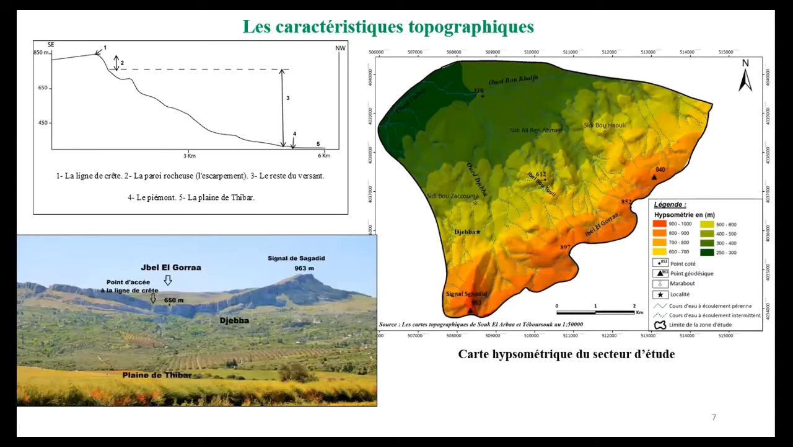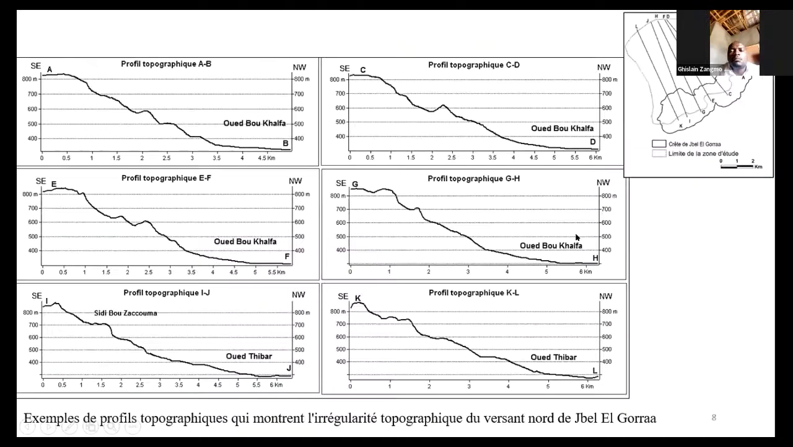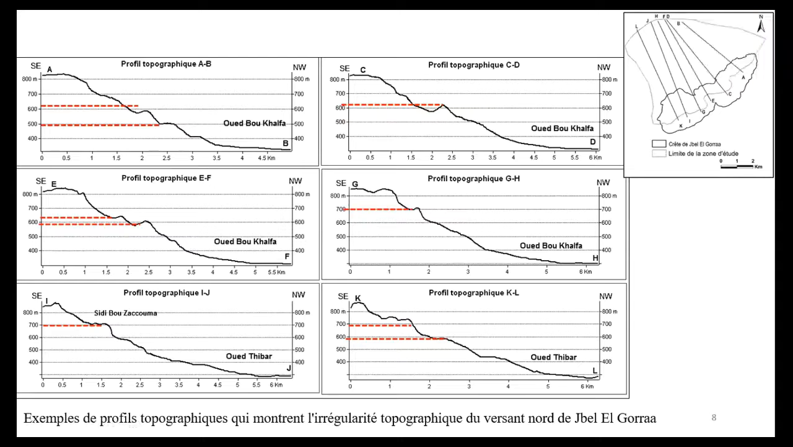L'irrégularité du versant est bien montrée à partir du profil topographique. Ici, on a la paroi rocheuse, un versant irrégulier et la plaine de Tebar. Ici, l'irrégularité du versant est bien montrée par six profils topographiques. On voit vers 600 à 700 mètres d'altitude que ces profils montrent tous un replat topographique qui donne au versant la morphologie en gradin et en escalier.